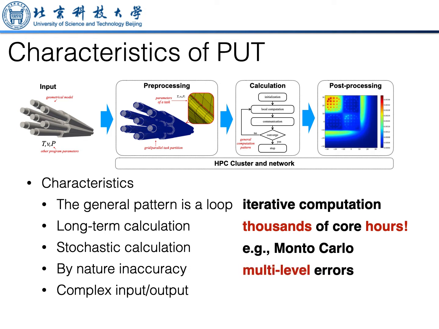Fourth, the computation is by nature inaccurate due to the multi-level errors, such as inaccurate input, imprecise physical and mathematical models, and floating point arithmetic. Finally, the programs have complex input and output. They have lots of parameters, and a single parameter may also be an external file that describes the geometric shape and the metal material. Moreover, the output may contain several gigabytes.